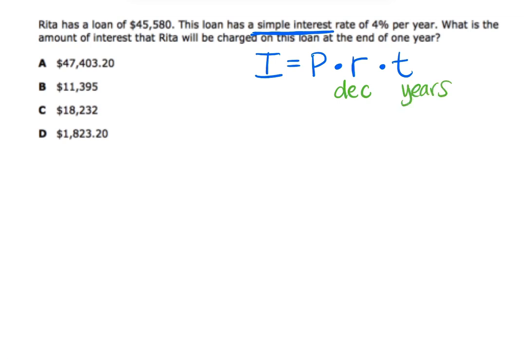All right, so it says we have a loan of $45,580. So that is my principal, $45,580. And again, we are multiplying these numbers. I need to find my rate. Well, my rate is 4%.